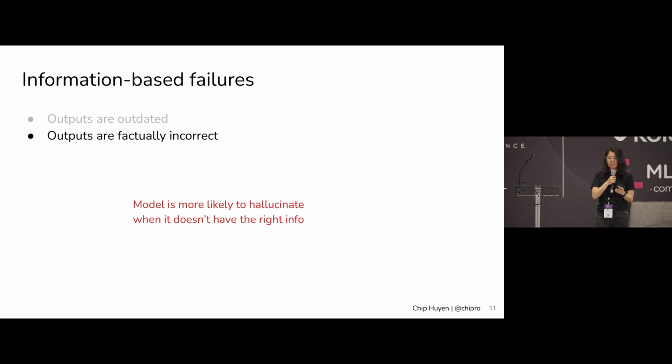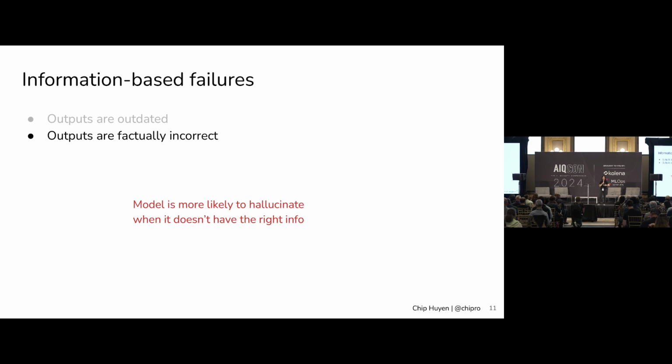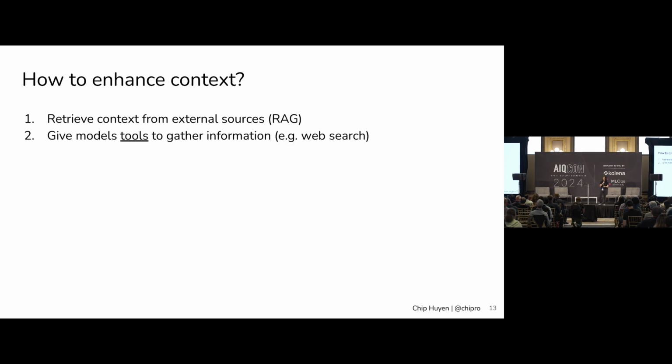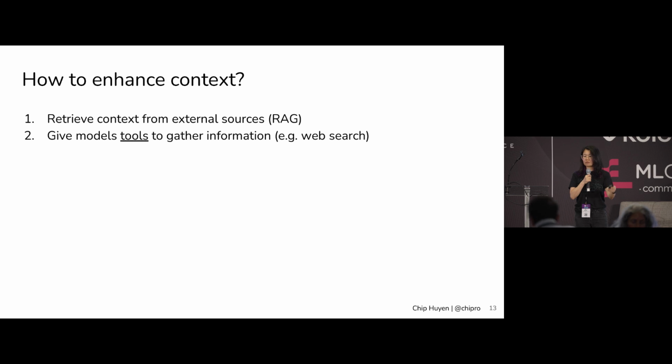Usually the first course of action is to try to address this kind of failure. You can do this by enhancing the context. There are 2 ways you can go about it. First, you try to retrieve information using a retrieval system, like in a RAG system. You can also give the model tools so that it can gather information itself, for example, using web search or other information.